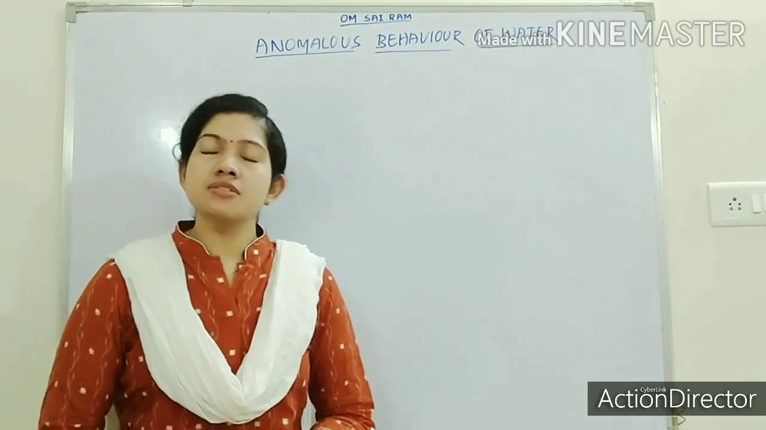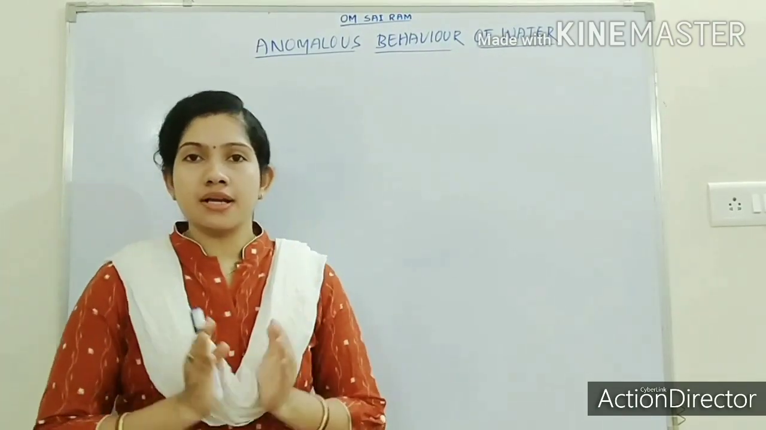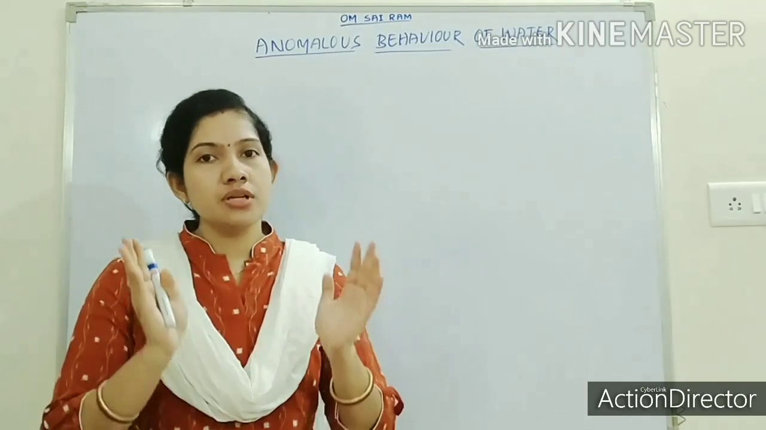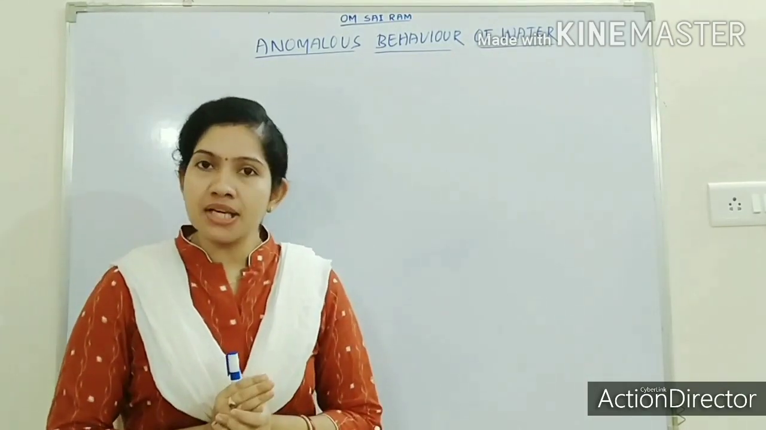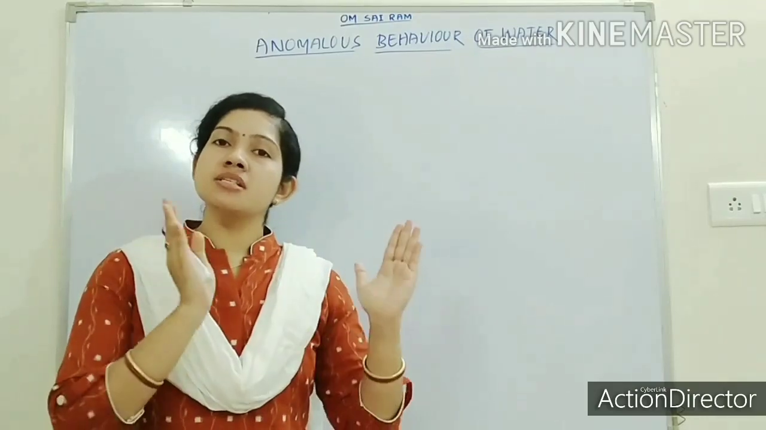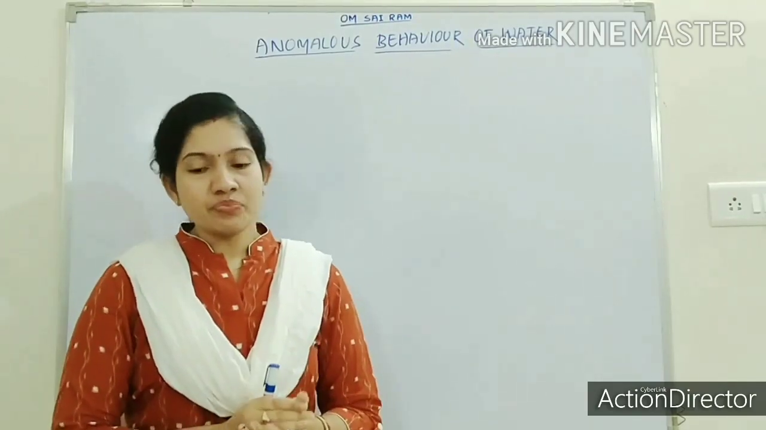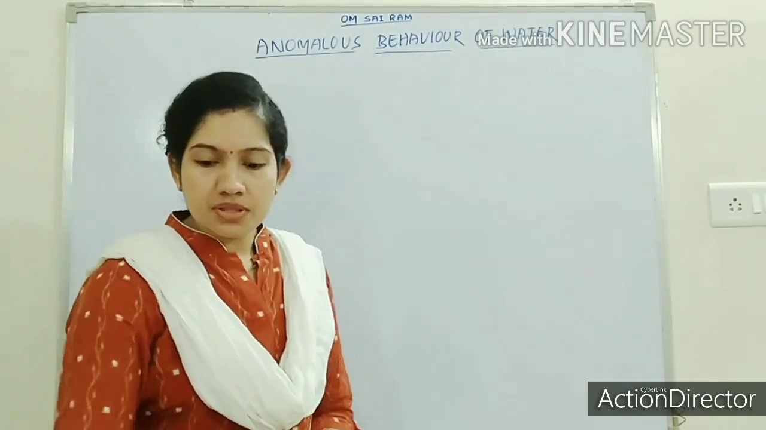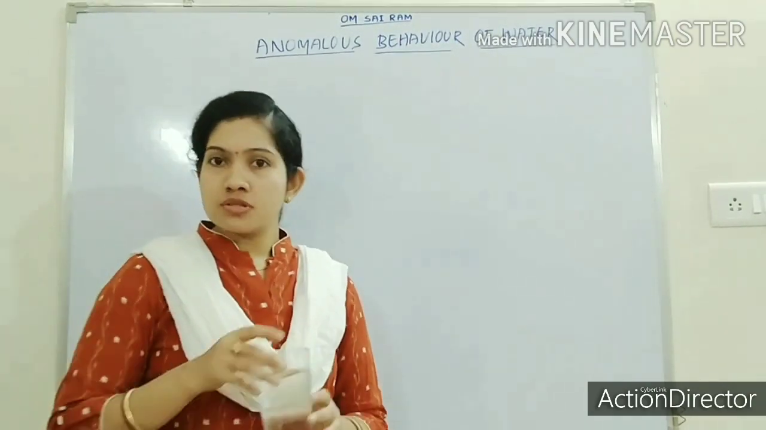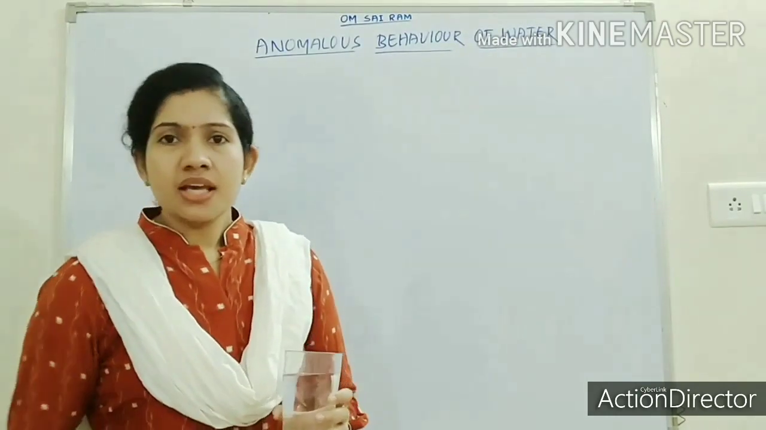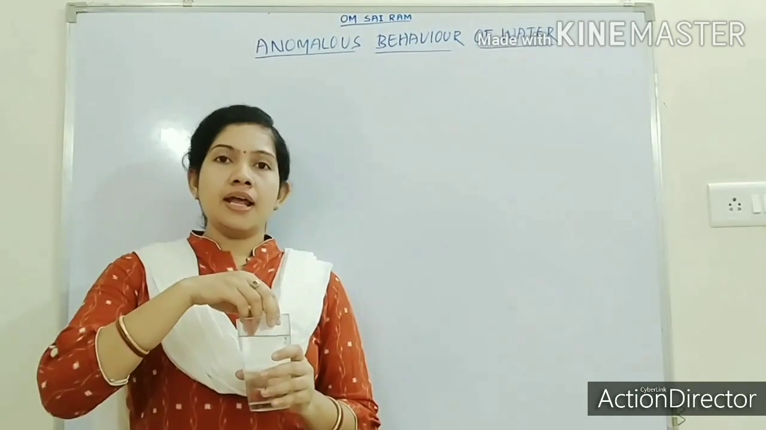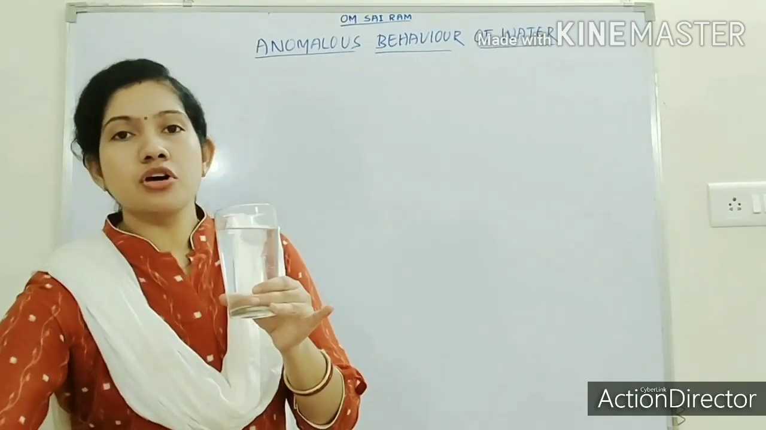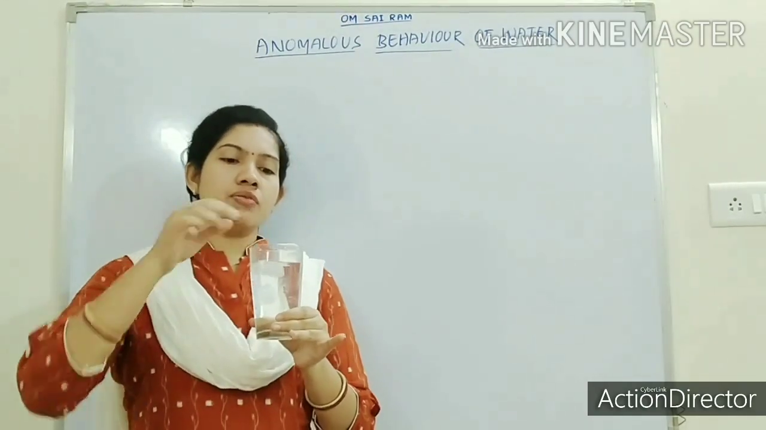Anomalous behavior of water is very unique for water. Apart from other liquids, water has a very unique property that is known as anomalous behavior or anomalous property. Okay, so before discussing that topic, I want to show you something that you might have also seen. If I take a glass of water and add ice to it, then what can you observe? You can observe that ice is floating over water.